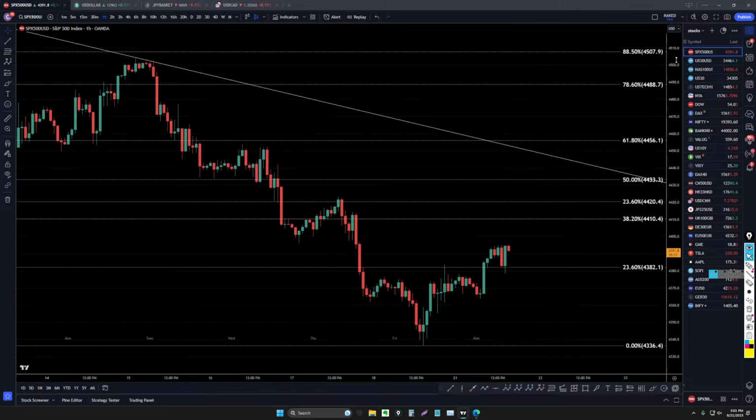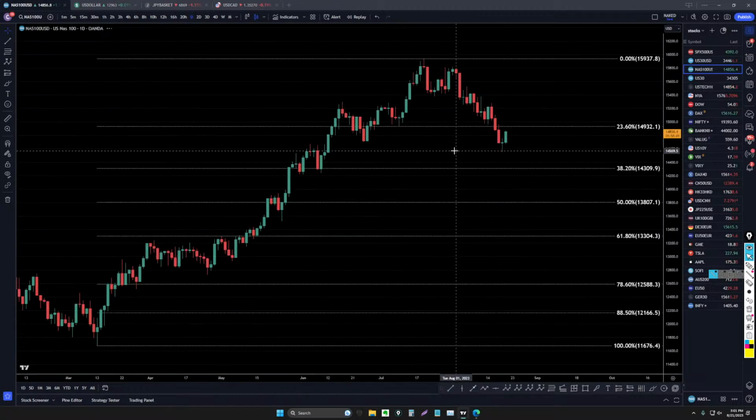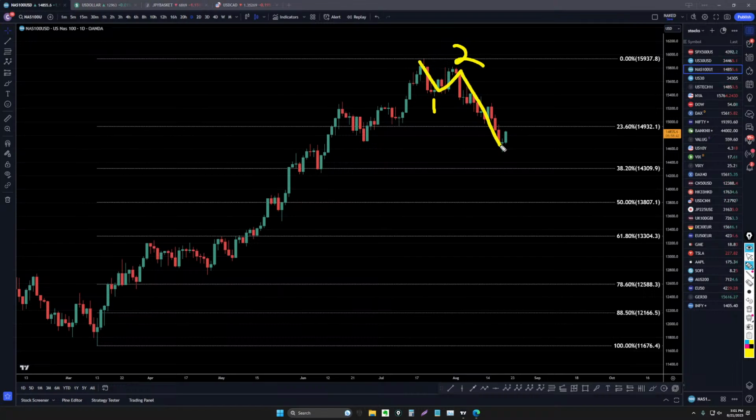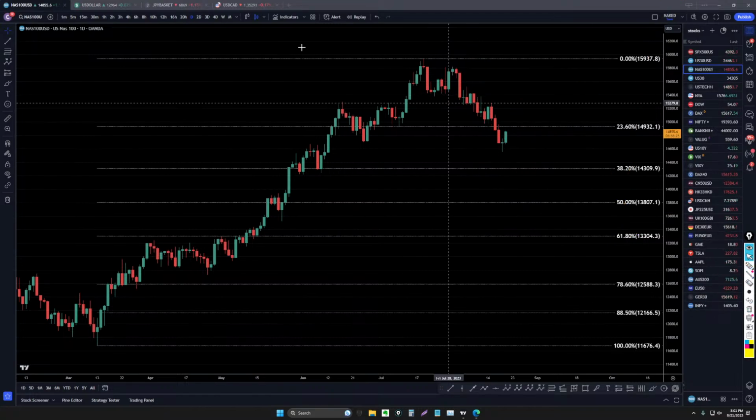The NASDAQ was something that one of my members wanted me to look at. Yeah, look at that. This one's even more clear. 1, 2, 1, 2, 3, 4, 5. We're in a wave 4 of wave A right now. And then eventually we'll make a B and then go down and make a C. Probably down to one of these fib levels, and then eventually end up continuing the uptrend.